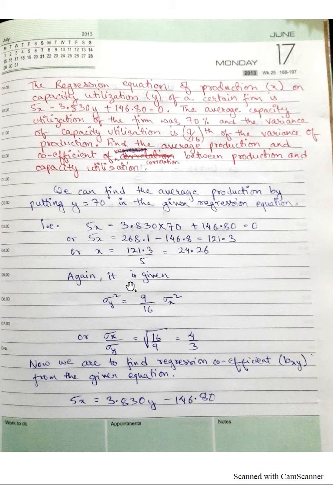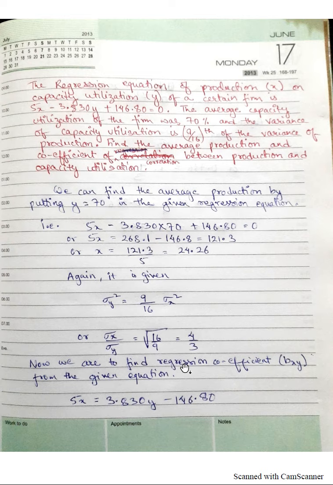Again, it is given that the variance of y is equal to, as we already discussed, 9/16 of the variance of x. We take this side and take this to the other side, we cross multiply. So sigma x divided by sigma y will be equal to under root 16 by 9, which is equal to 4 by 3.